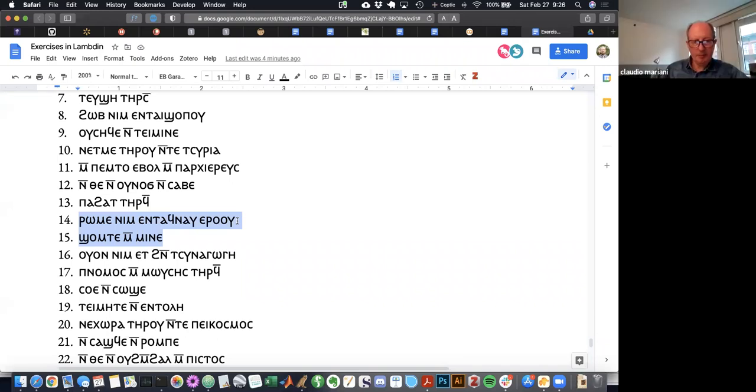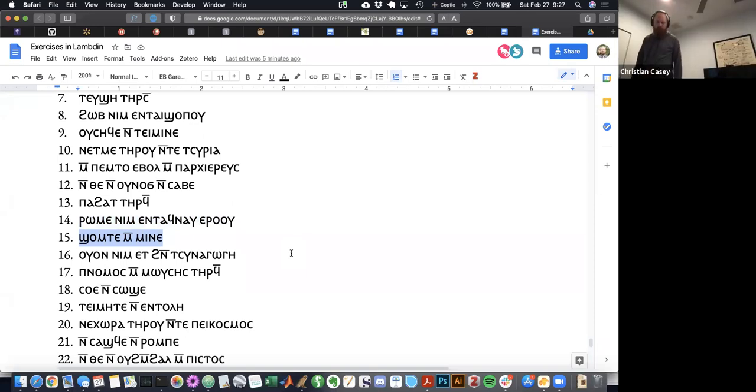Number 15, Shomte and Mine. Three kinds, three species. Yep, 3 species, 3 varieties.